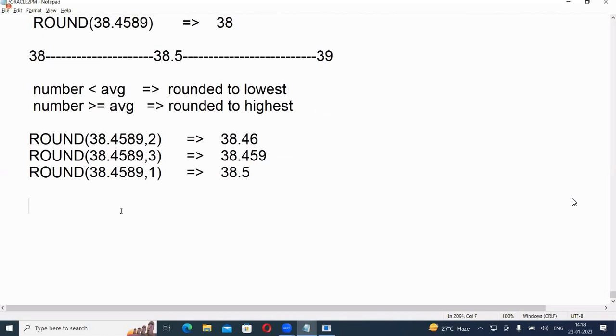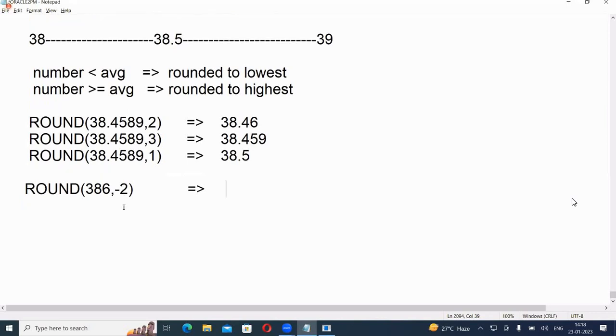And I can also write like this: round of 386, something, comma minus 2. If you give minus 2, what does it mean? Here if you write 2, it means round the number to 2 decimals. Minus 2 means what?